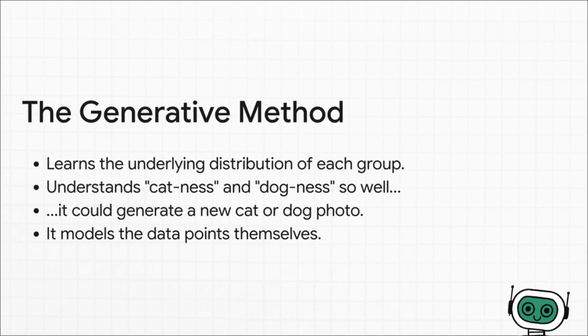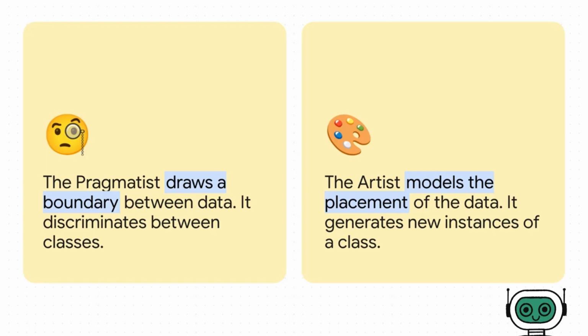Because it learns the underlying data so well, it can do something that pragmatists just can't. It can generate a brand new, totally believable picture of a cat that has never existed before. It's not just a decider, it's a creator. So there's your core intuition right there. The pragmatist, our discriminative model, just draws a line. The artist, our generative model, learns the entire landscape. One separates, the other creates.